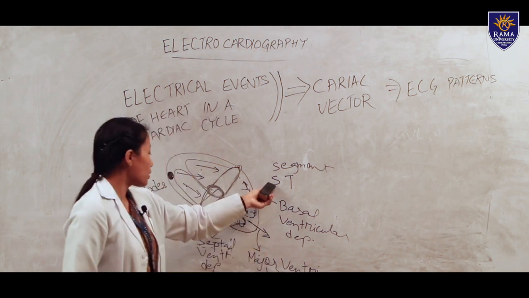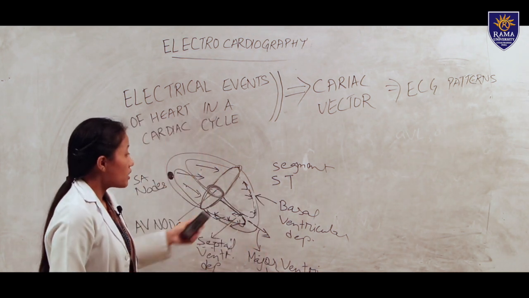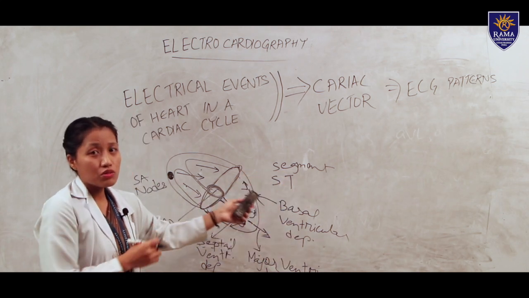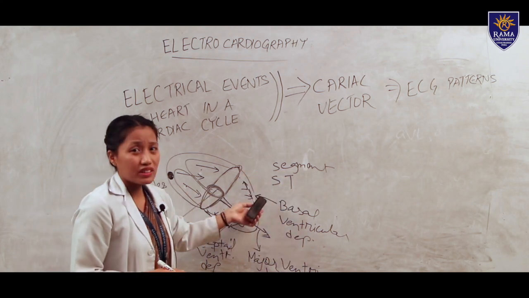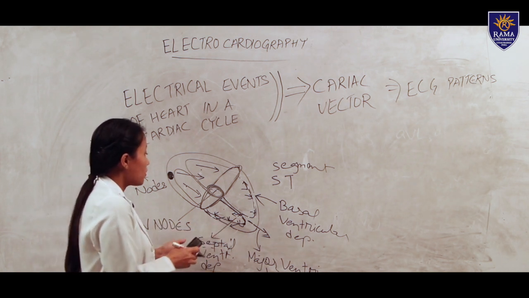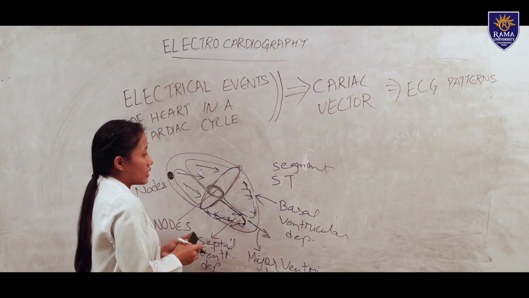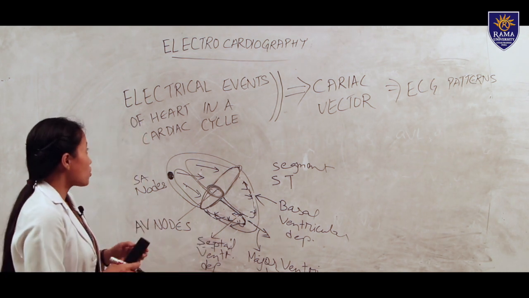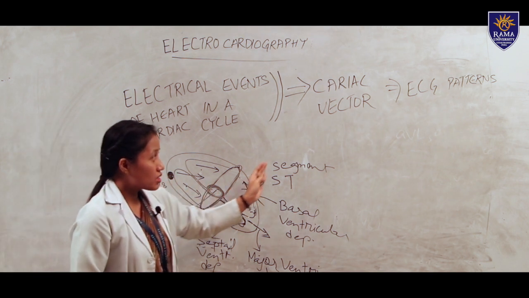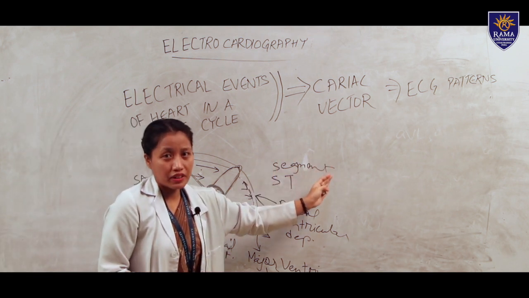This is the fourth electrical event. And after the ST segment, ventricular repolarization will be produced. In the repolarization phase, all the ventricles will be repolarized. That is the last electrical event. So now we will see how the electrical activities are converted into the ECG patterns.